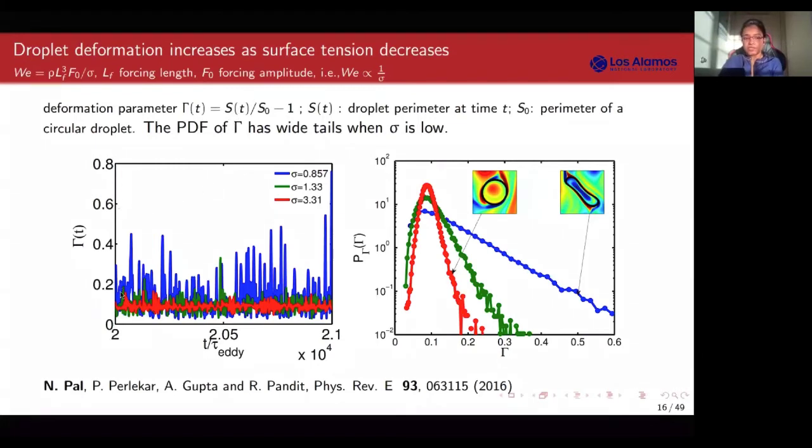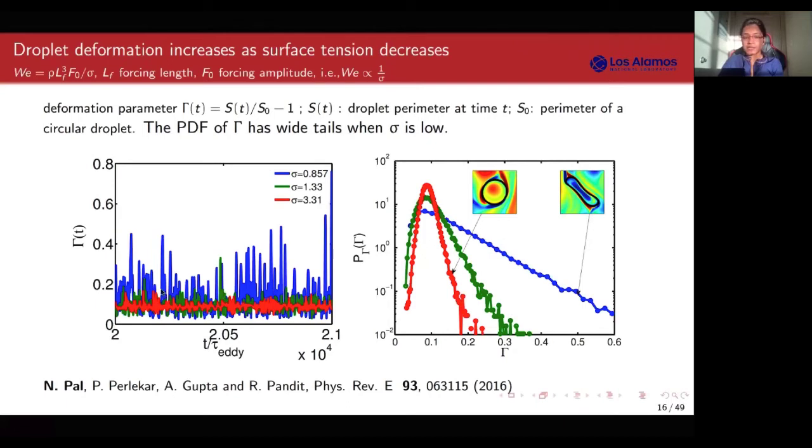Now, we plot the deformation parameter as a function of time for 3 values of surface tension. In our original paper, we did non-dimensionalize the surface tension in terms of the Weber number, but I will not go into that detail right now. Basically, we did it for 3 values of surface tension.